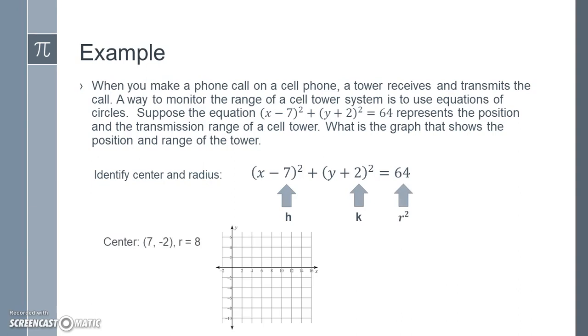Okay, now we're going to plot that point 7, negative 2. And then we're going to count up 8 from the center, down 8 from the center, right 8 from the center, and left 8 from the center. And we're going to plot those points. And then we'll just draw a circle around them. And that's how we graph a circle.